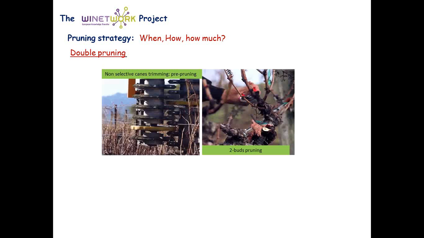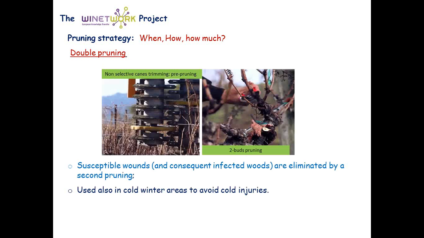Another aspect that a lot of people try to manage is the idea of finding alternative pruning systems and methods to manage the vineyard. And one of these, for instance, is double pruning, which seems to be suitable to control GTD.